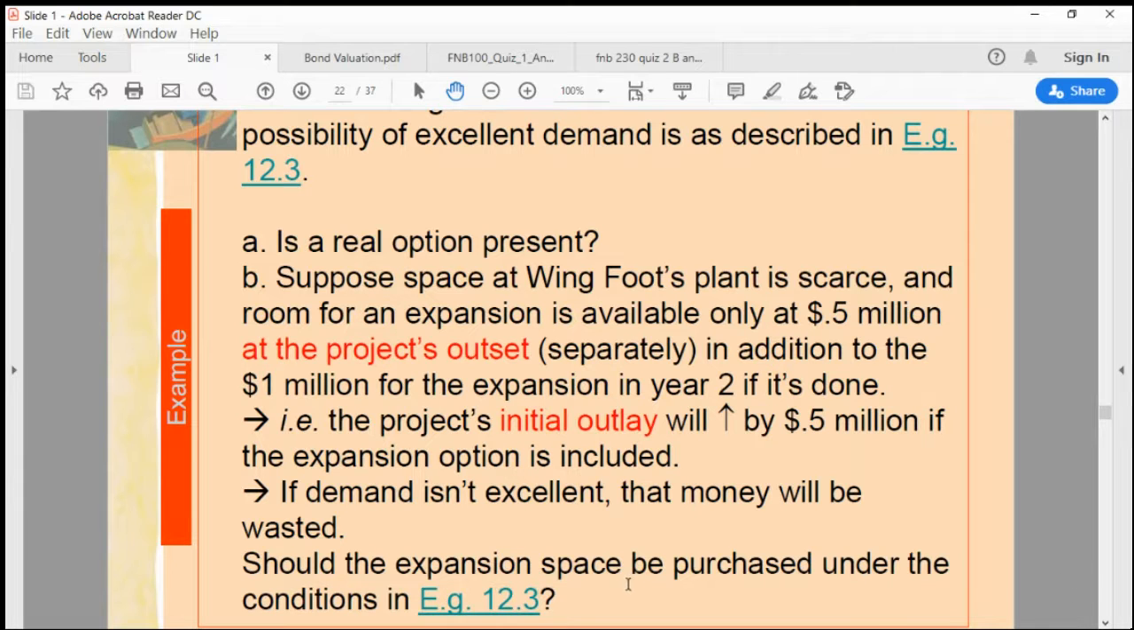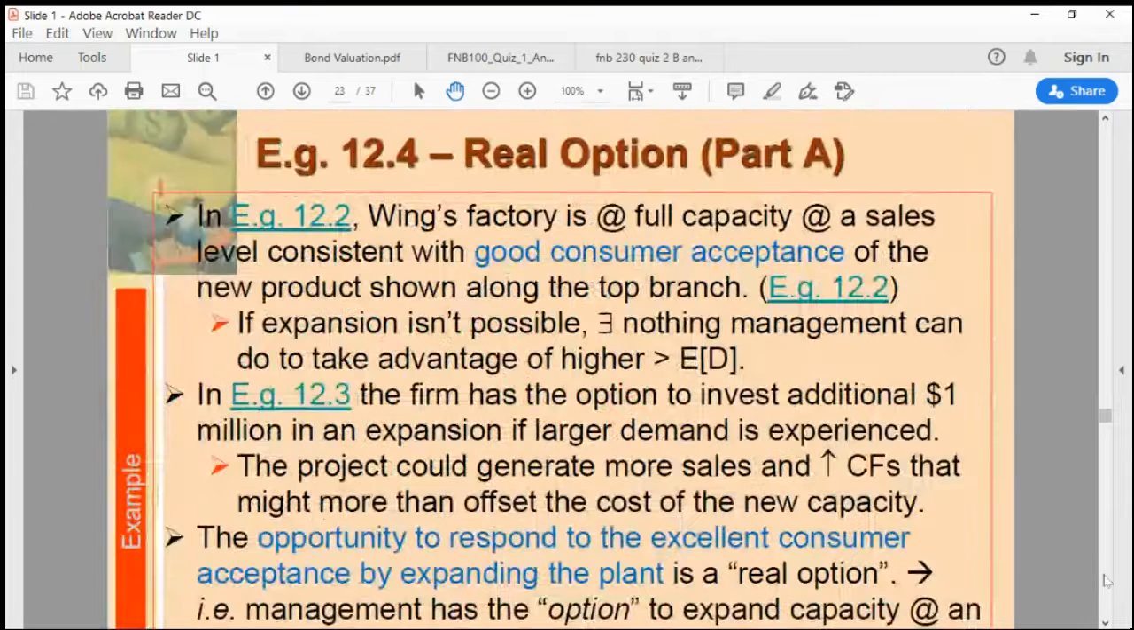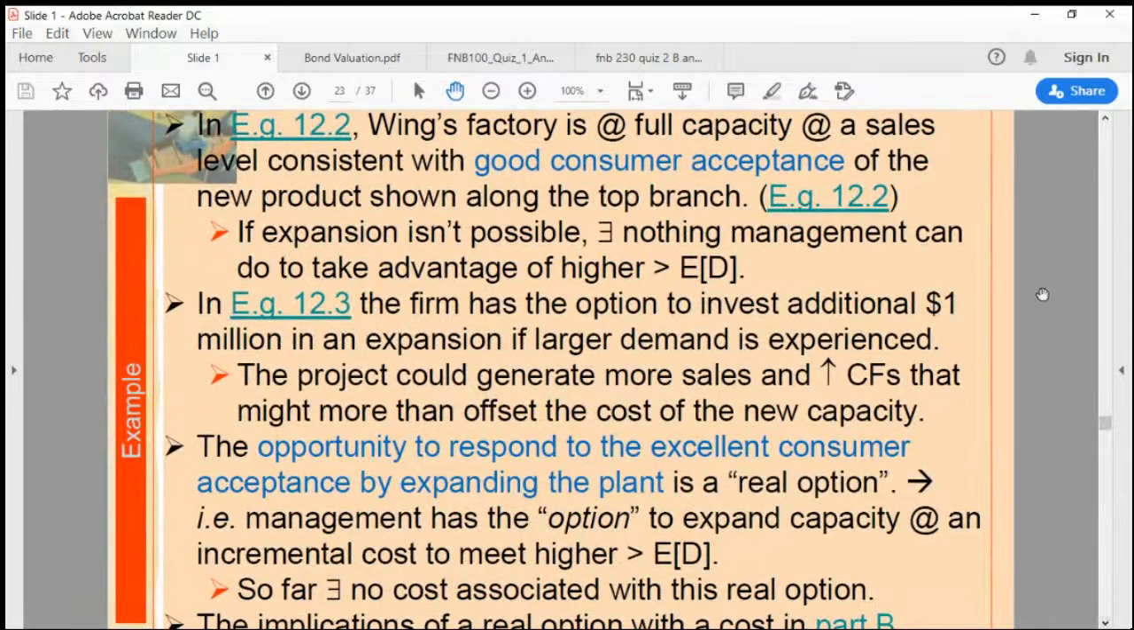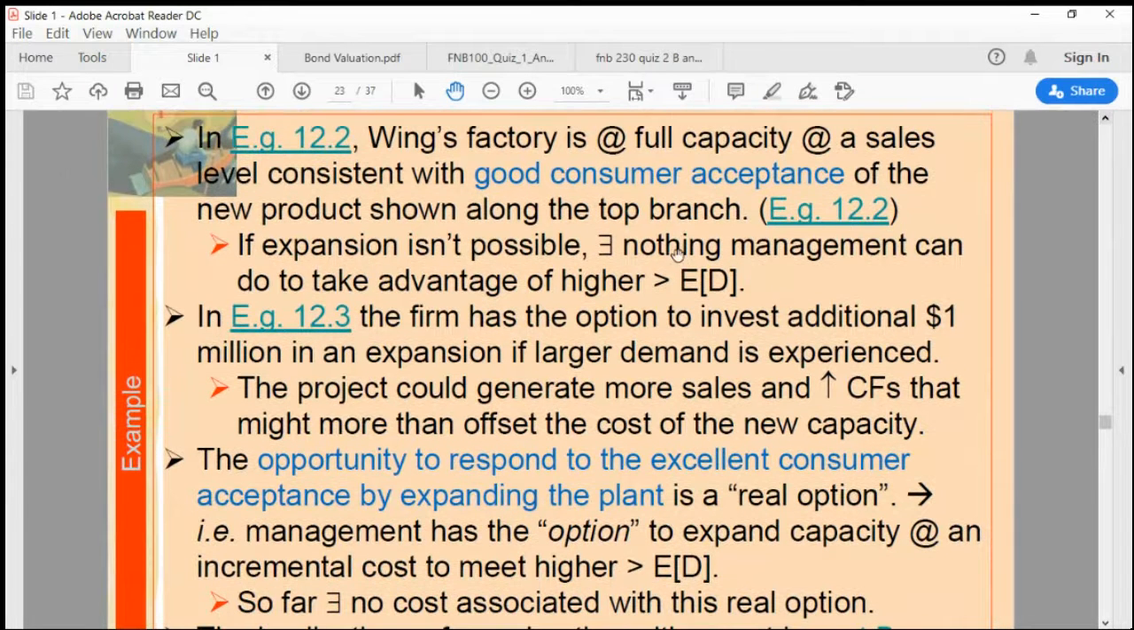Should the expansion of the space be purchased under the conditions in 12.3? So let's take a look at the tree diagram. But this is basically the reasoning about it.